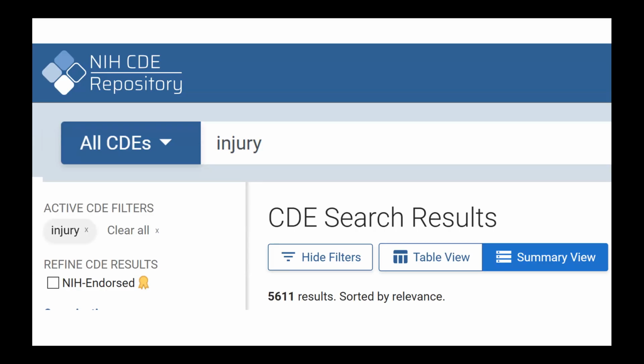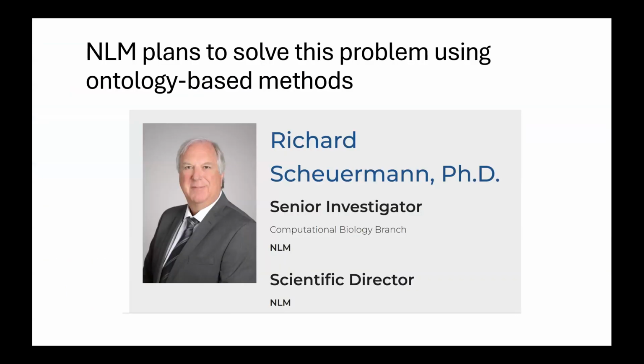So if you go to the NIH repository and you enter the word injury, you will get 5,611 common data elements in return. So this is way too many. Injury is complicated, but the simple questions which need to be asked of patients which have specific injuries can be handled by far fewer than 5,611. The reason why we have 5,611 is that they overlap, but overlap in bad ways, which block data sharing and data exchange.